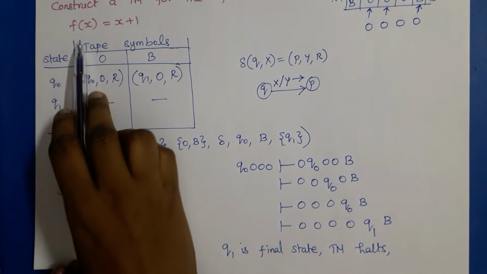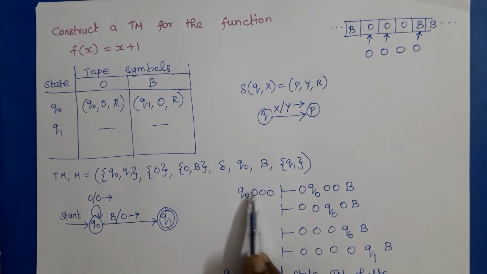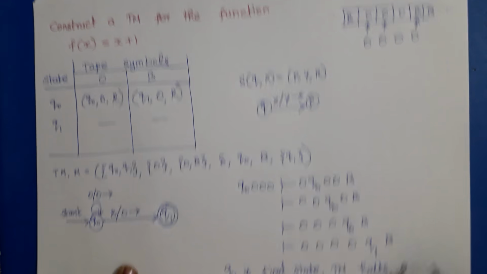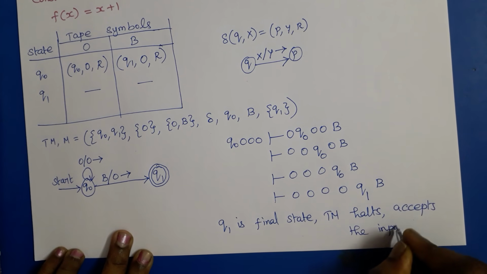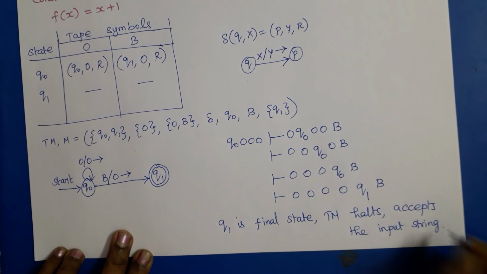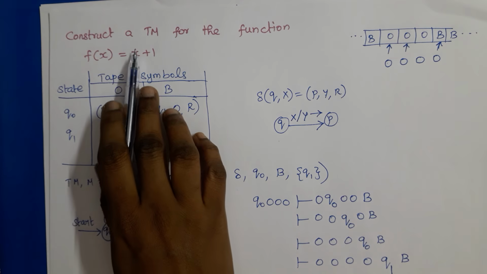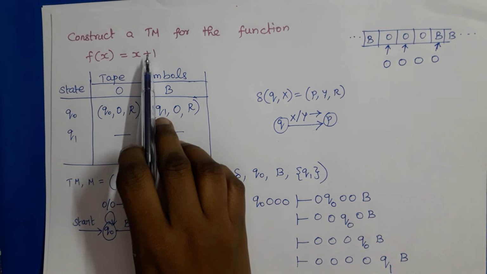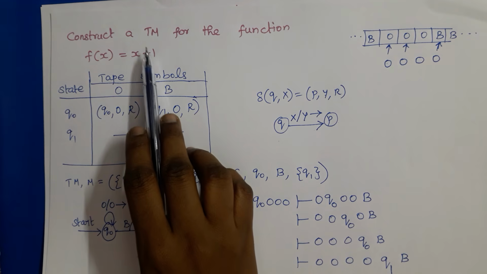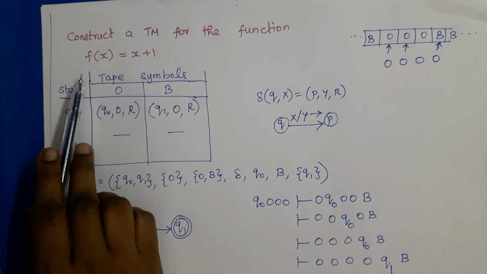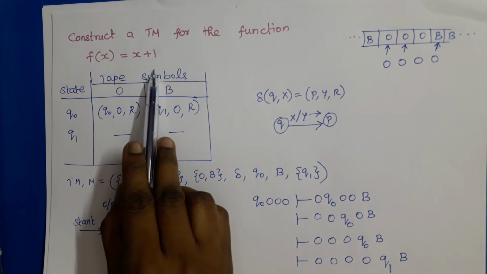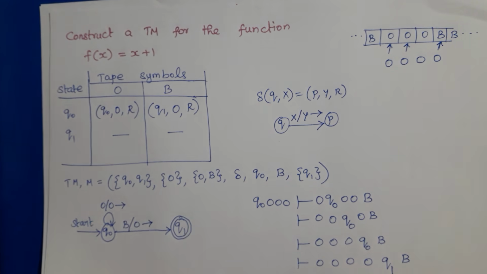So what about the input? Initially the tape has 3 zeros, finally it has 4 zeros. So it enters into the final state, and we can write that it accepts the input string. But in this problem, the Turing machine is used as a computing device. The Turing machine can be used in two ways: as an acceptor or as a transducer. Transducer or computing device means that from the input, output can be generated. So here it performs the increment operation.